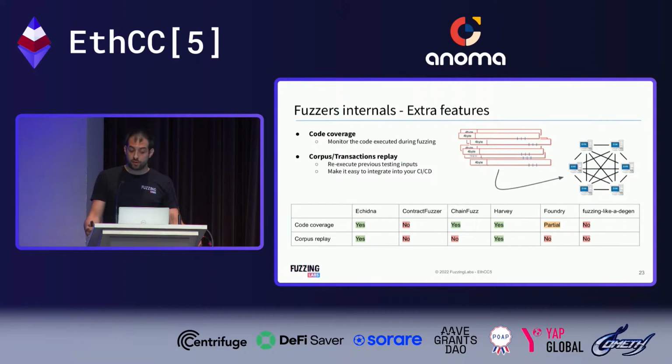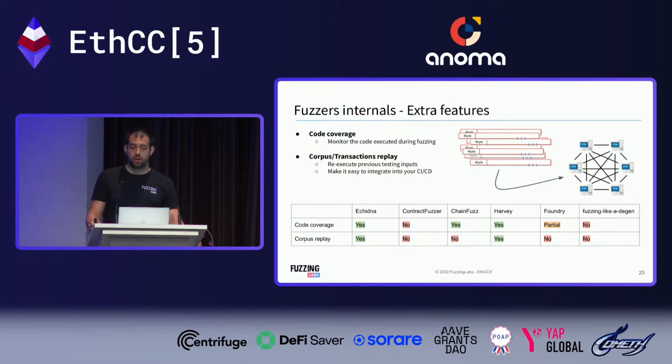For the corpus and transaction replay, the main goal is this: you are running your fuzzer, so it will generate a lot of inputs, so it totally makes sense to keep them. Instead of doing that as a one-shot, it's really important to store everything that has been generated, and in the future be able to replay everything and not lose all those execution computations that you have done previously.